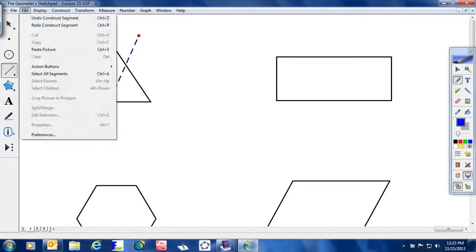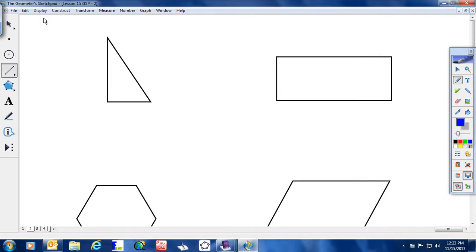So who wants to try the rectangle? I do. Okay, Sarah. Just draw one so that everybody gets a try. Just go ahead and draw it. Just draw over it. There you go. That's enough.